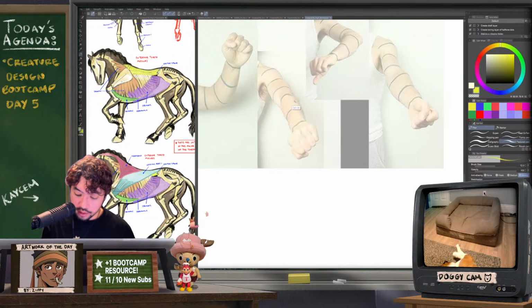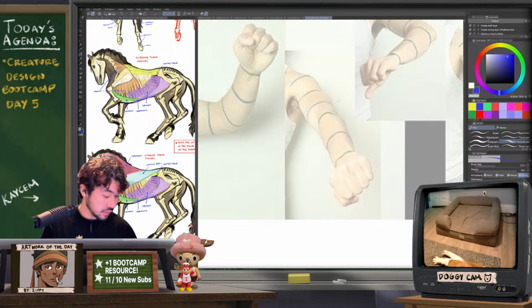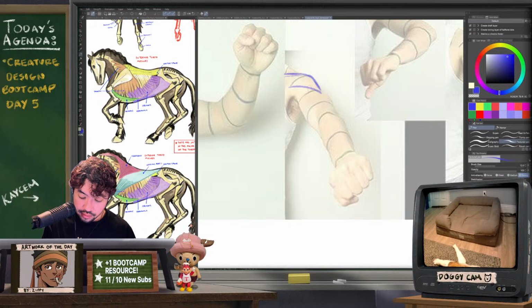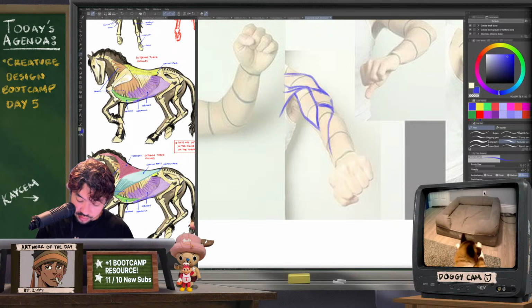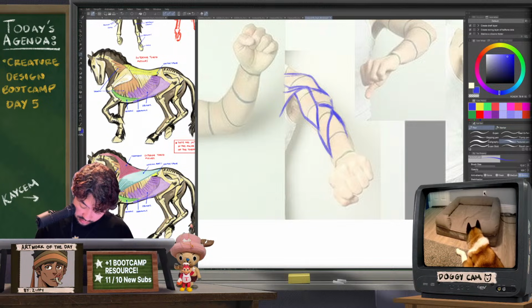Makes sense. Let's do this one. This one's kind of fun because it's rotating. So here we'll have the deltoids. Pectorals here. Biceps. The triceps. Then here we'll have the ridge muscles rotating to the thumb side. Then we'll have the extensors here, and then maybe a little sliver of the flexors on the inner side.